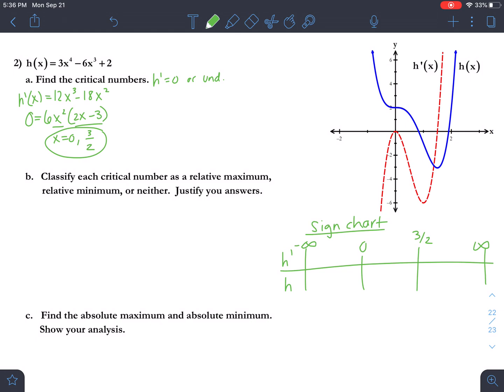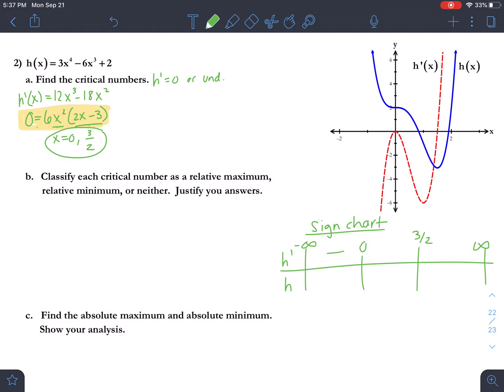So let's figure out what we're doing here. Remember, you're plugging into, I'll highlight in yellow here, the factored derivative. You can plug into the derivative, but I usually think when it's factored, it's a little easier to see. You're wondering if it's positive or negative. We don't need a value, just negative or positive. So pick something between negative infinity and 0, like negative 10. If I plug in negative 10, this would be 6 times a positive, since something squared is positive, times 2 times negative 10 minus 3, which is a negative. So positive times a negative is a negative.